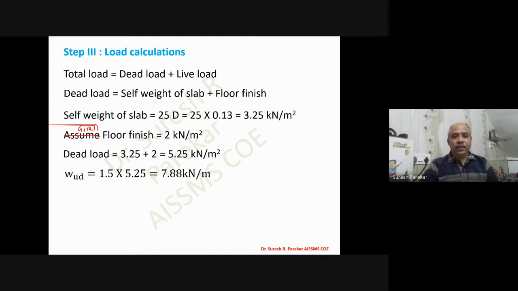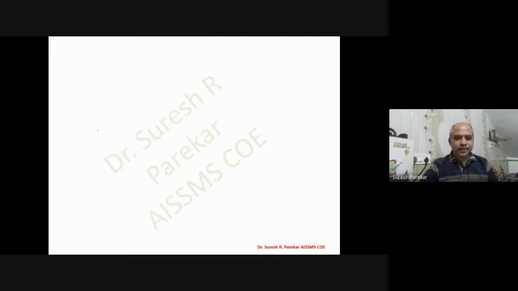Now dead load we have total, that is 3.25 plus 2, that is 5.25, and WUD, that is factored dead load, 7.88 kilonewton per meter square. For the slab, we have assumed 1 meter width. Live load we have 4 kilonewton per meter square given, so we have WUL 1.5 into 4, 6 kilonewton per meter square. Then we have bending moment calculations.